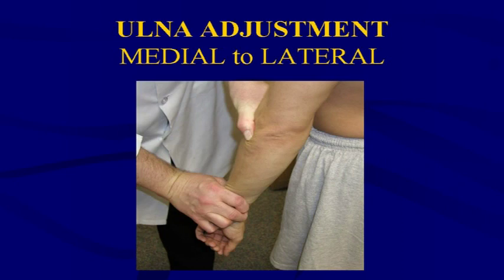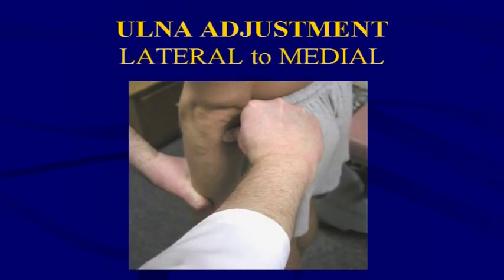And usually what you want to do also is you have this component. You want to find a vector along the line of the bone. So most of the time the ulna is going to subluxate in a distal direction. So you want to go medial to lateral or lateral to medial, and then also in a more direction toward the line that follows the long bone direction. So here's an ulnar adjustment lateral to medial.